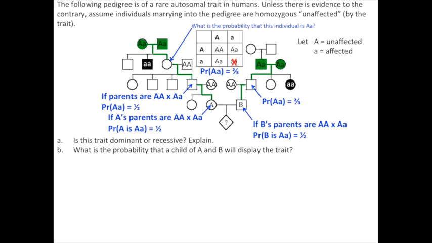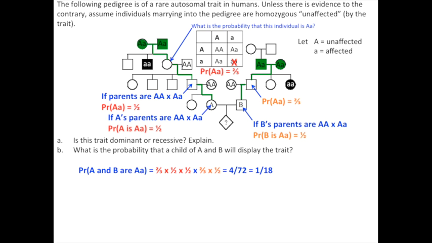So in order for A to be heterozygous, all of the following must be true. This individual must be heterozygous. This individual too. And A must inherit the little a allele from her father. In order for B to be heterozygous, this guy must be heterozygous, and he must pass the little a allele down to B. So in order for A and B to be heterozygous, all of these things need to happen. This means that to calculate the probability that A and B are both heterozygous, we take the individual probabilities of each of these things and multiply them all together using the product rule.